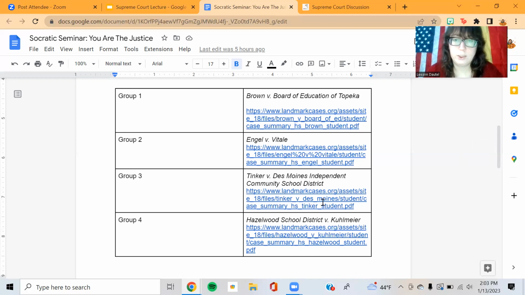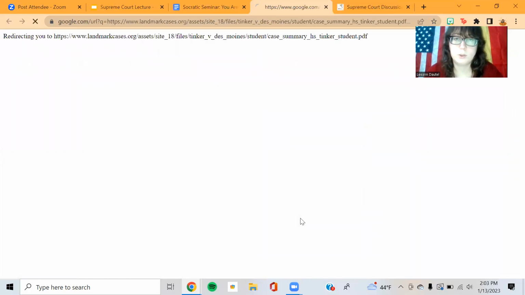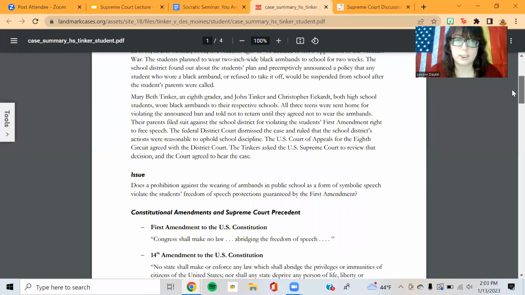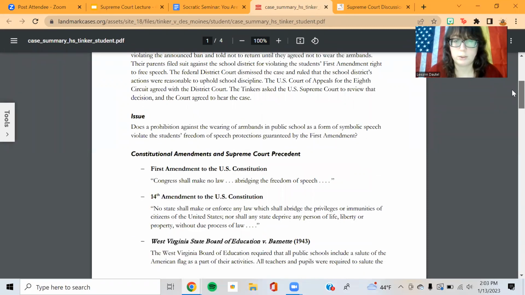Tinker versus Des Moines Independent Community School District is essentially, and this is just to go over what the students will be looking at, does a prohibition against the wearing of armbands in public school, as a form of symbolic speech, violate students' freedom of speech protection guaranteed by the First Amendment. So talking a little bit about how students were wearing armbands in protest of the Vietnam War, as there was a lot of dissent about going into the war in Vietnam.